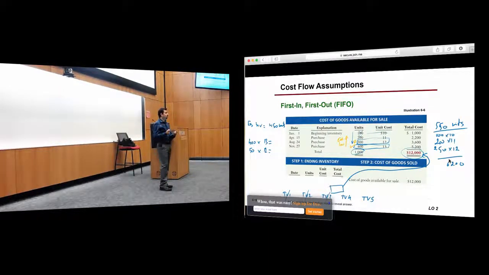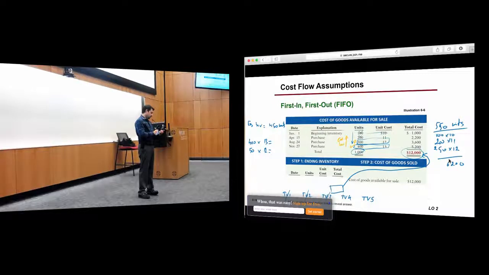Because we're doing FIFO, the first ones will be sold first. So which ones will remain? The latest ones will remain until the end. So the first ones are being sold, and the latest will remain until the end. This is why when we calculate the ending inventory, we start from the latest ones and we go backwards. Those are the ones that for sure will remain until the end under FIFO because you're selling the first ones. Okay?